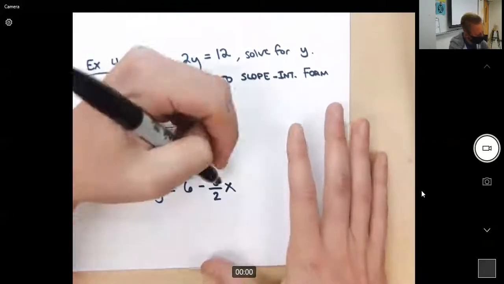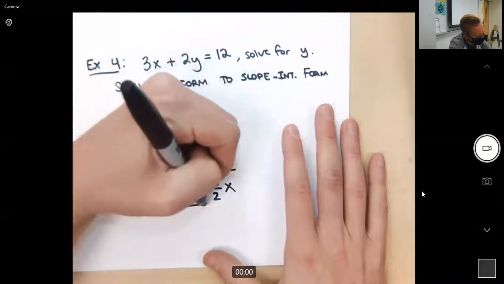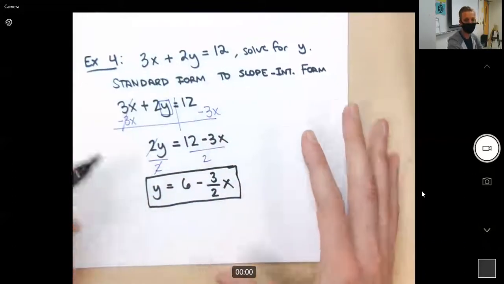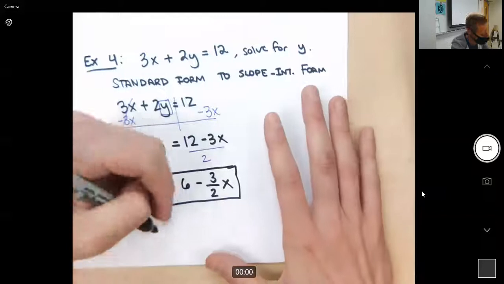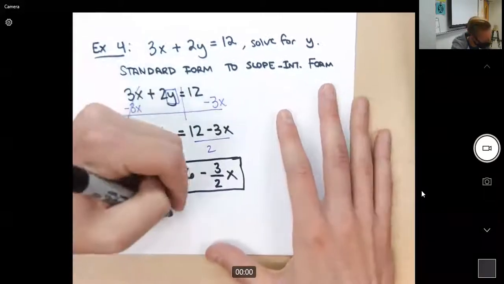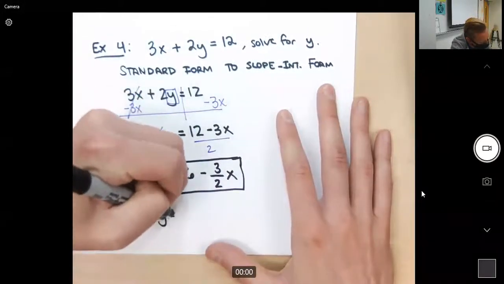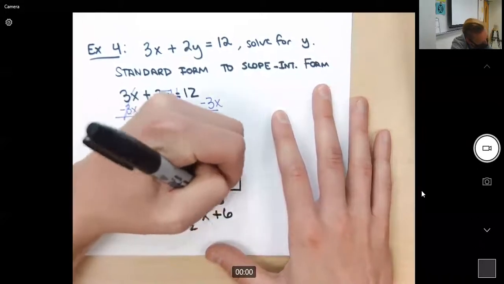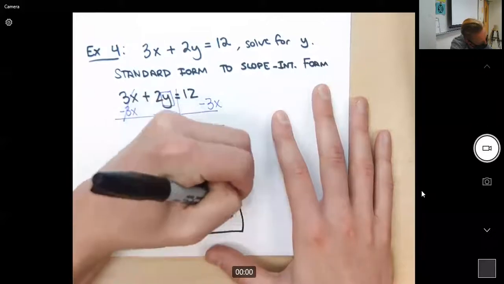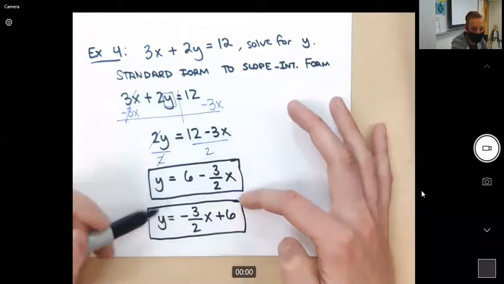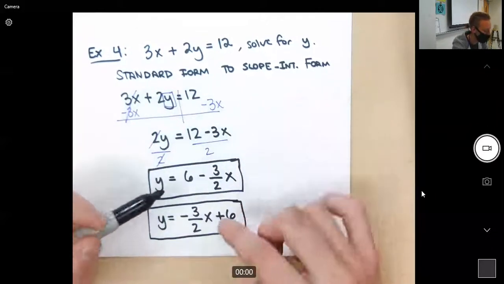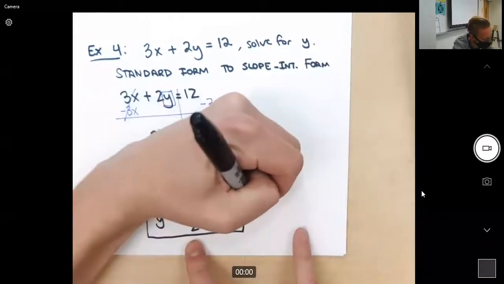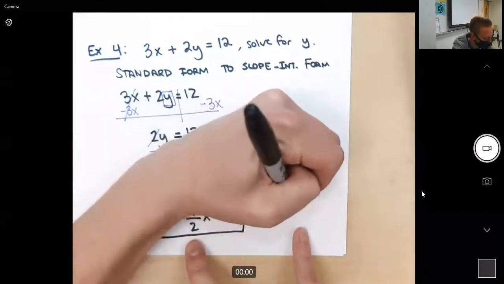Now, this technically is the final answer. However, when we get to things like the STAR test or anything like that, we're not going to see it typically written like this. What you'll see it written as is just flipped around. So we have y equals negative 3 halves x plus 6. This is typically what we'll see. These are the same thing. They're just written in a different order. But this is going to match the slope-intercept form, which is y equals mx plus b.